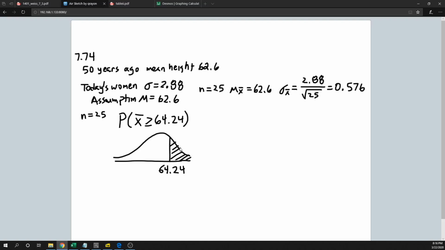Okay, so we need to find this area under the normal curve, and that will give us the answer to this probability here. So how do we do that? Well, we find the z-score. So z equals x minus mu over sigma. Here we're talking about a calculation of a probability involving the sample mean, so that's going to be these values. The sampling distribution of the sample mean.